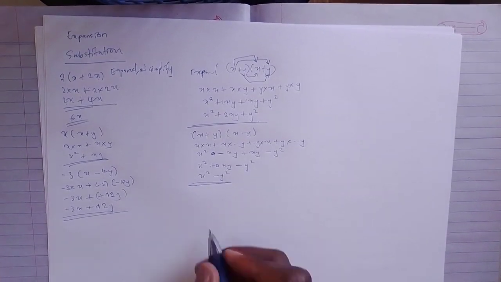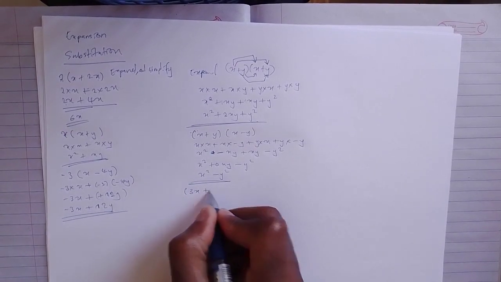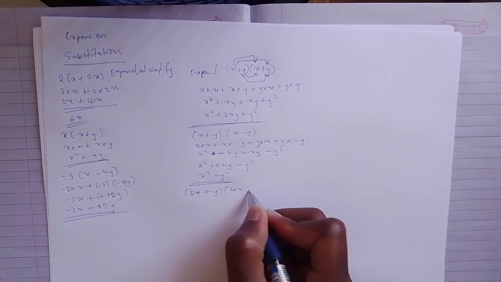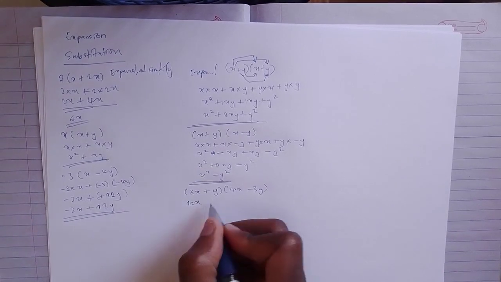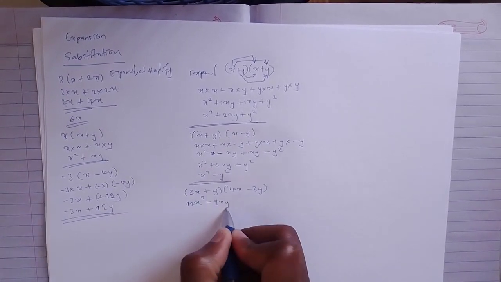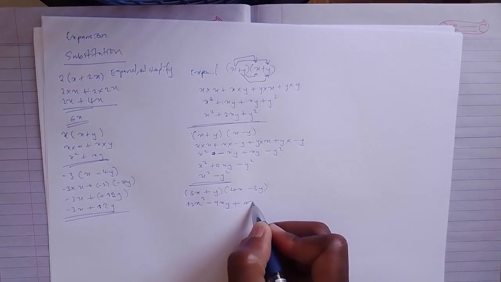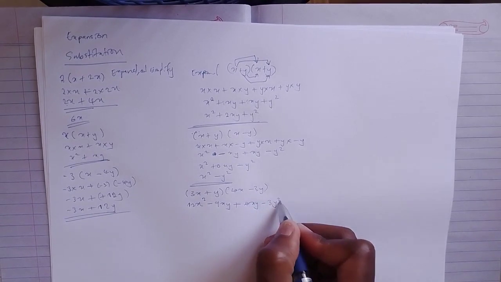Then the last question in expansion I would like us to cover is 3x plus y multiplying 4x minus 3y. So this and this will give us 12x squared. This and this will give us minus 9xy. This and this will give us plus 4xy. This and this will give us minus 3y squared.